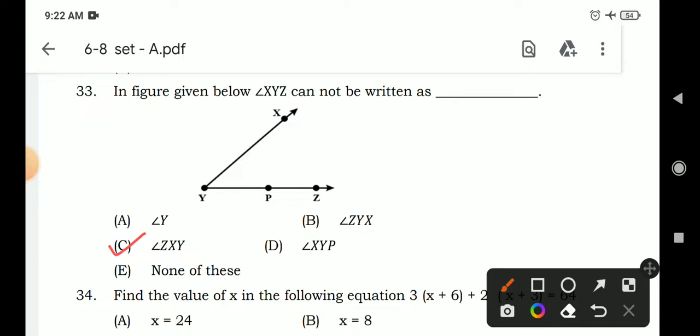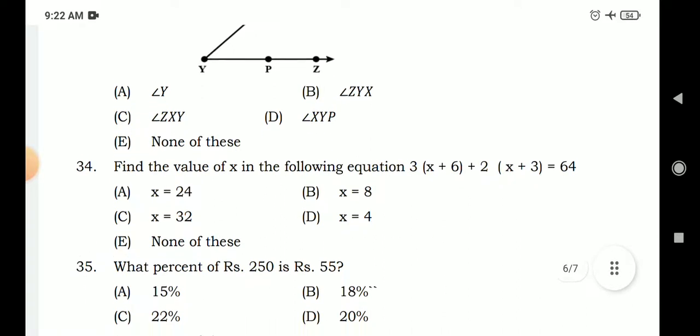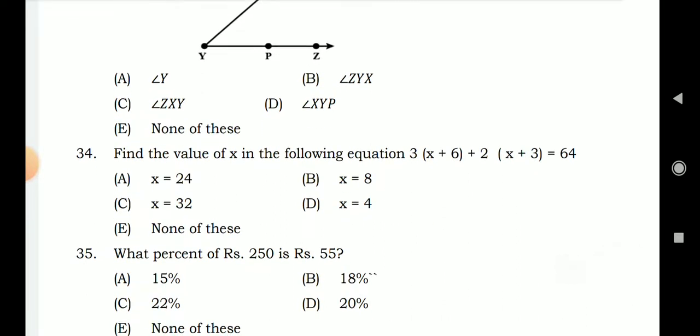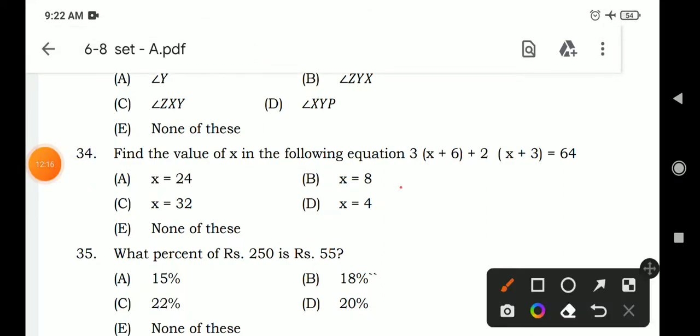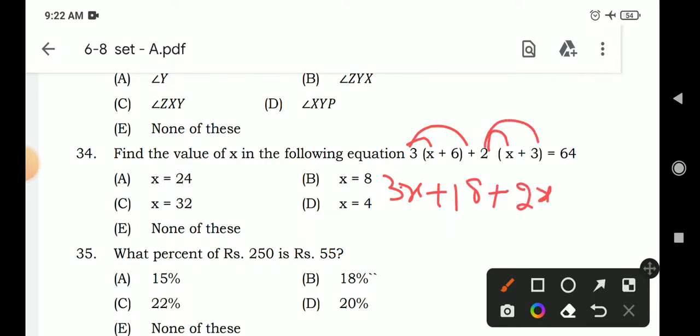Okay, so our next question is, find the value of x for the following equation. Look here how we will solve it. Firstly, open the bracket. 3 multiply x will give you 3x. 3 sixes are 18, plus 2x, plus 2 threes are 6, equal to 64.